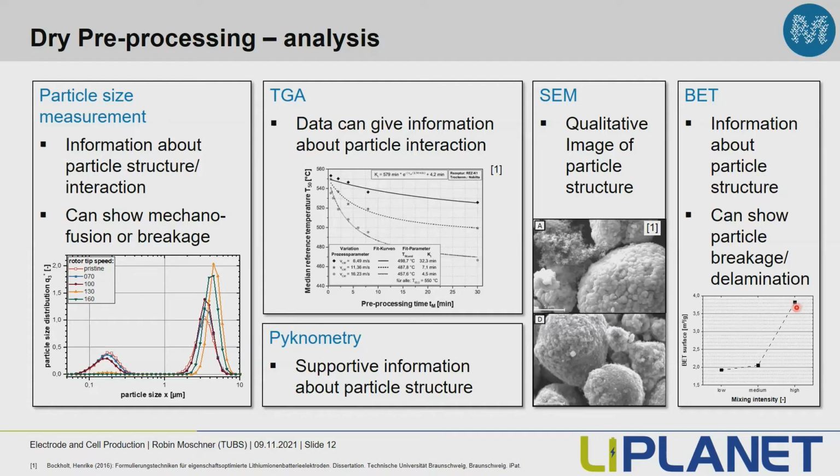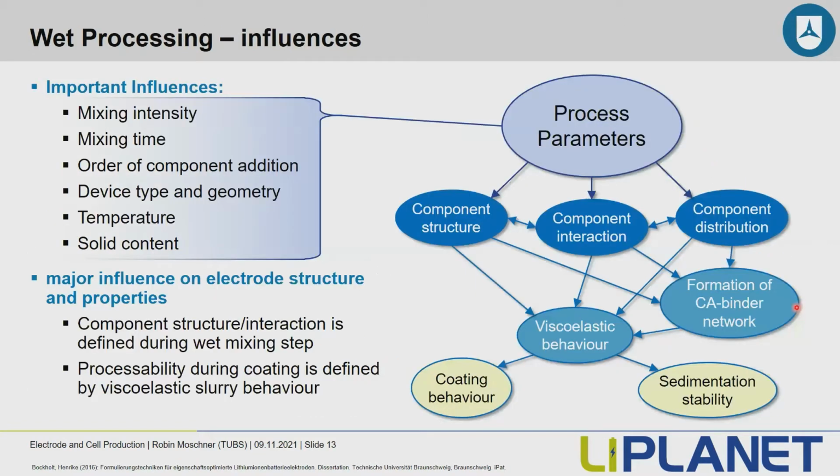Okay, now we have done our dry pre-mixing. So now we are ready to do the wet processing, the slurry production. Important influences during this process step are mixing intensity and mixing time, again the order of component addition, device type and geometry, temperature, and the solid content. And all these process parameters mainly define three aspects: the component structure, the component interaction, and the component distribution.